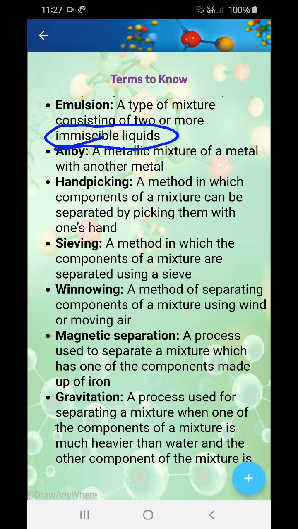Next one is alloy, the metallic mixture of a metal with another metal. It's a mixture, it's not a compound.